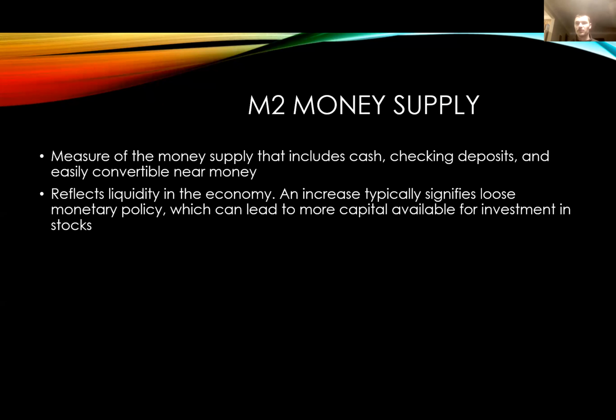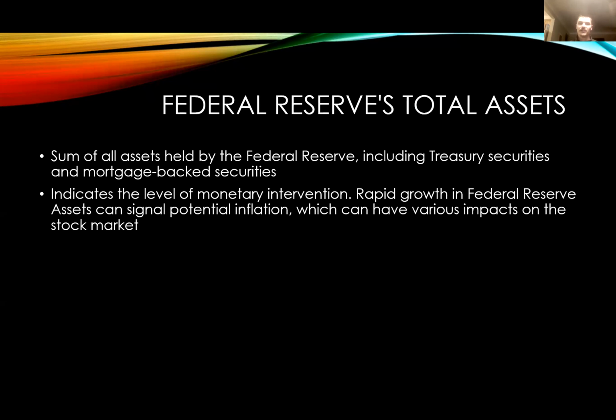An increase in the M2 money supply shows loose monetary policy, which can lead to more capital available for investment into stocks. The Federal Reserve's total assets is another variable. It's the sum of all the assets held by the Federal Reserve, and it can include securities and also mortgage-backed securities. It shows the level of monetary intervention, and rapid growth in its balance sheet can signal potential inflation, which can also impact the stock market in various ways.